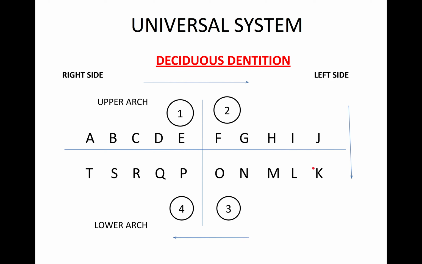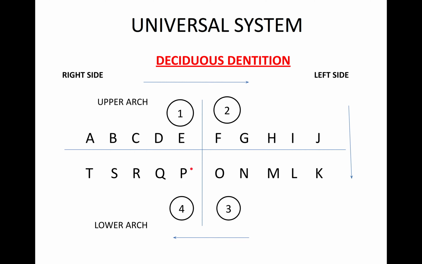Now K stands for deciduous mandibular left second molar, because this goes in the mandibular arch and this is the left side, so we name it deciduous mandibular left second molar, then deciduous mandibular left first molar, then mandibular left canine, mandibular left lateral incisor, mandibular left central incisor.